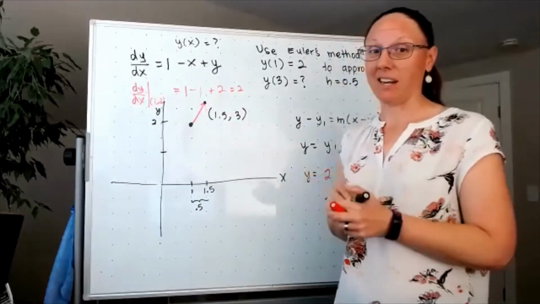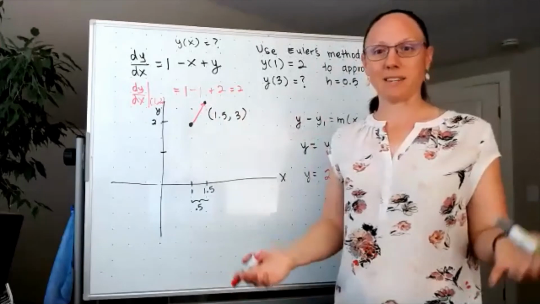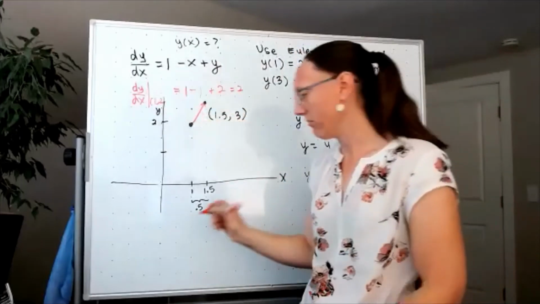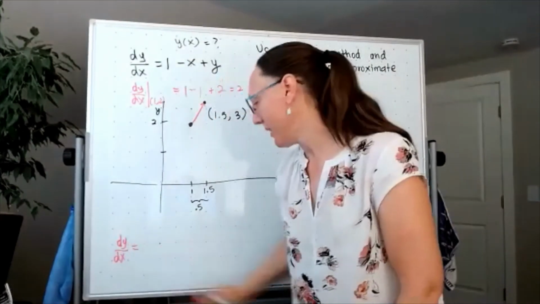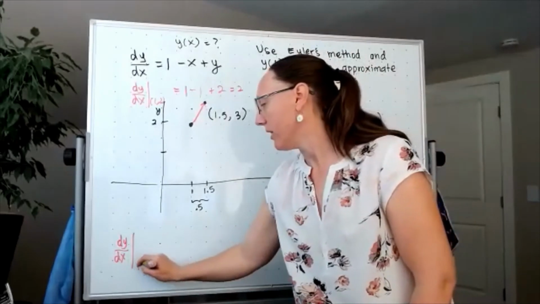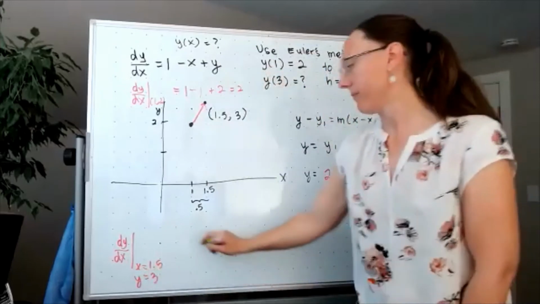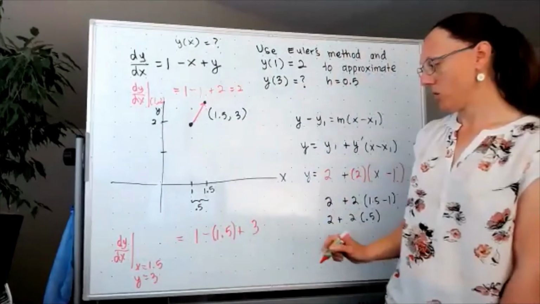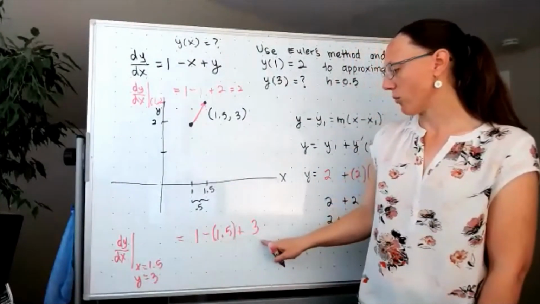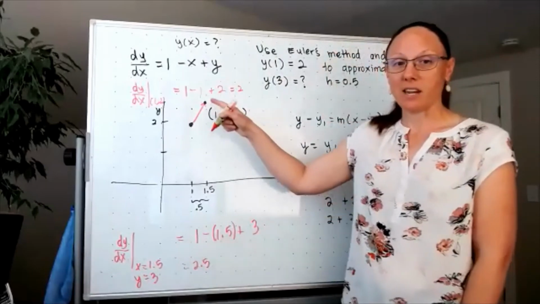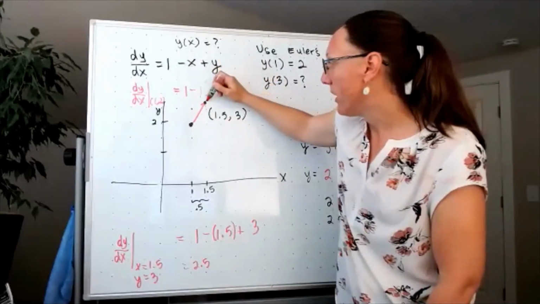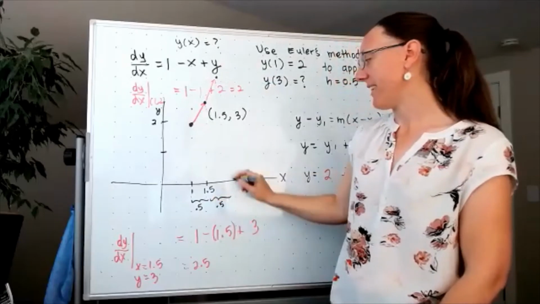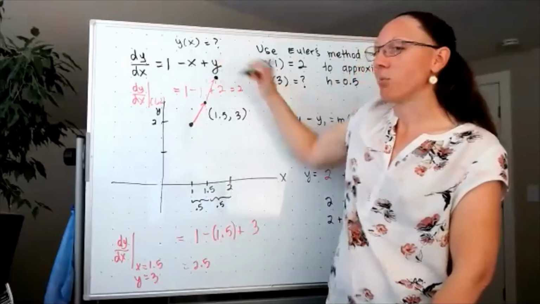Then we do this all over again. I'm standing at the point 1.5, comma 3. What's my slope? I come into this equation for dy/dx, and I don't want to erase anything, so I'm leaving it up there, but I'm going to evaluate it at my new point, x equals 1.5, y equals 3. So my new slope looks like 1 minus 1.5 plus 3. That's a negative 0.5 plus 3, so 2.5. So I was standing at this point, and now I have an even steeper slope of 2.5, and I'm going to follow that slope another step over of 0.5 in the x direction to figure out the new point that I'm at.